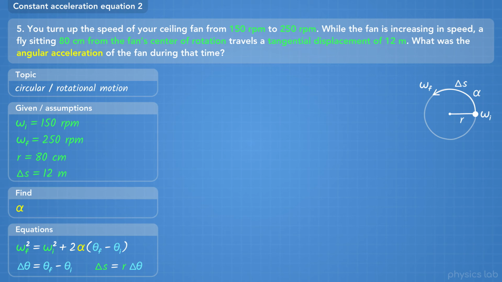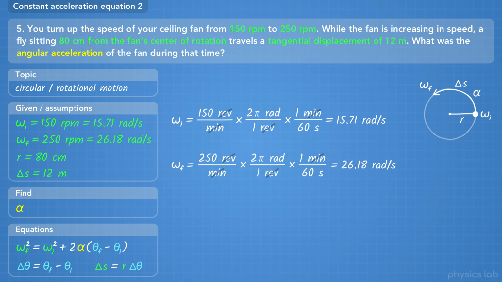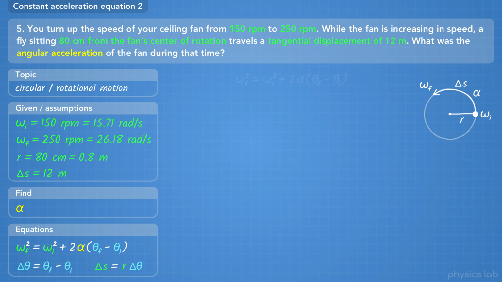Before we start, we'll need to convert the angular velocities from RPM into the SI unit of radians per second. We do that by multiplying the value in revolutions per minute by the relationship of 2 pi radians per 1 revolution, and then by 1 minute per 60 seconds. The units of revolutions cancel out, and so do minutes. We find that the initial angular velocity is 15.71 radians per second, and the final angular velocity is 26.18 radians per second. We also need to convert the radius from centimeters to meters. We do that by multiplying 80 centimeters by 1 meter per 100 centimeters, which gives us 0.8 meters.